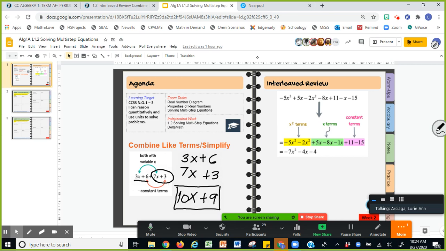So I have here negative 5x squared, and then I have plus 5x, and then I see a negative 2x squared, but since there's something that's similar to it, I'm going to write it underneath it. So pretty much I'm collecting like terms, lining them up, and then I got the negative 8x. Now the positive 11, I don't have a column for a constant yet, so I'm going to do positive 11. And then negative x is similar to that one, negative x.